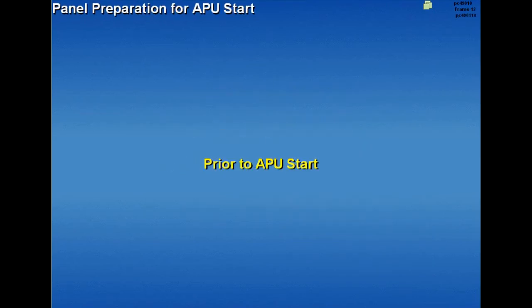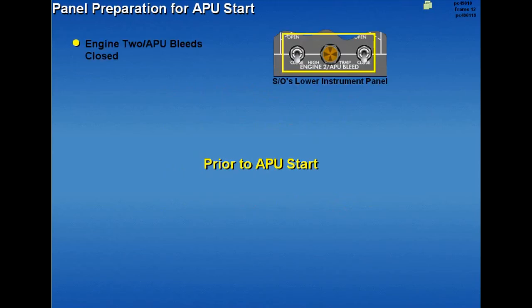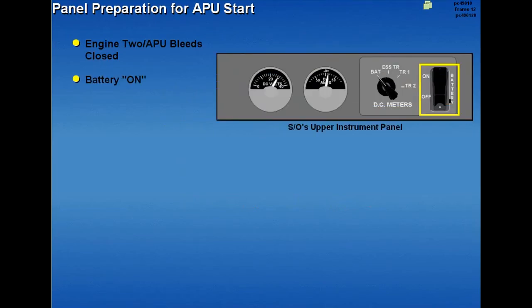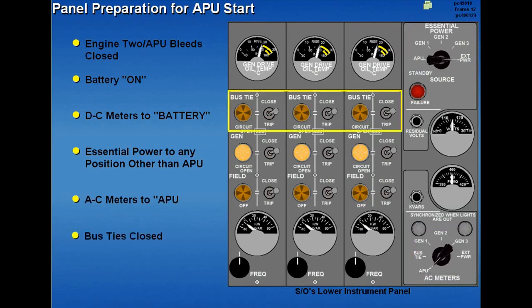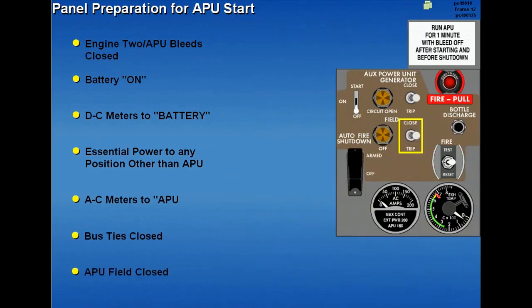Prior to APU start, the following switch positions should be selected. The Engine 2 APU bleeds closed, battery on, DC meters to battery, essential power to any position other than APU, AC meters to APU, bus ties closed, and the APU field closed.